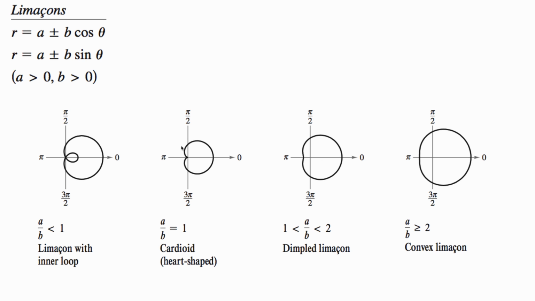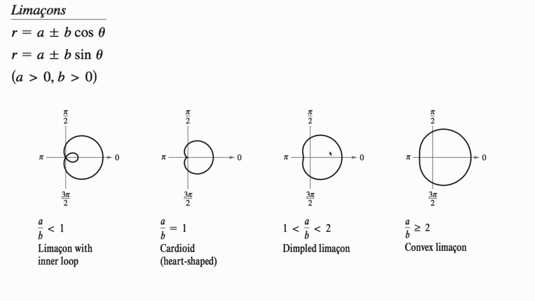For the limaçons, these are of the form r is a plus or minus b cosine theta, or r is a plus or minus b sine theta. And in these cases, a and b are positive. So if you look at the ratio of a to b and it's less than 1, then you're going to have a limaçon with some sort of inner loop. Where if the ratio of a to b is equal to 1, this is a heart-shaped cardioid.